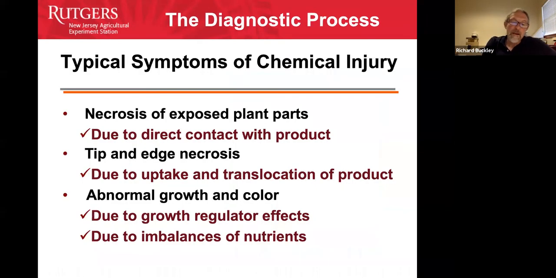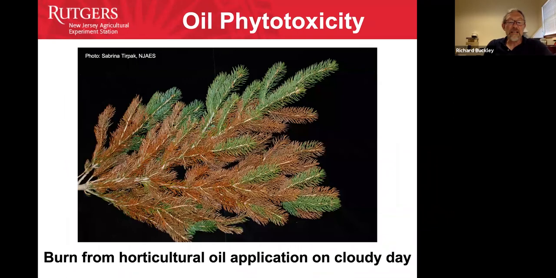So what about chemical injury? Chemical injury looks a lot like physical, because some chemicals are taken up and moved out to the edges and burn and kill the tips and the edges. But we also have chemicals that burn based on contact. And we also have materials that affect growth. So just quickly, this is a horticulture oil applied on a cloudy day. It burnt this spruce by contact.